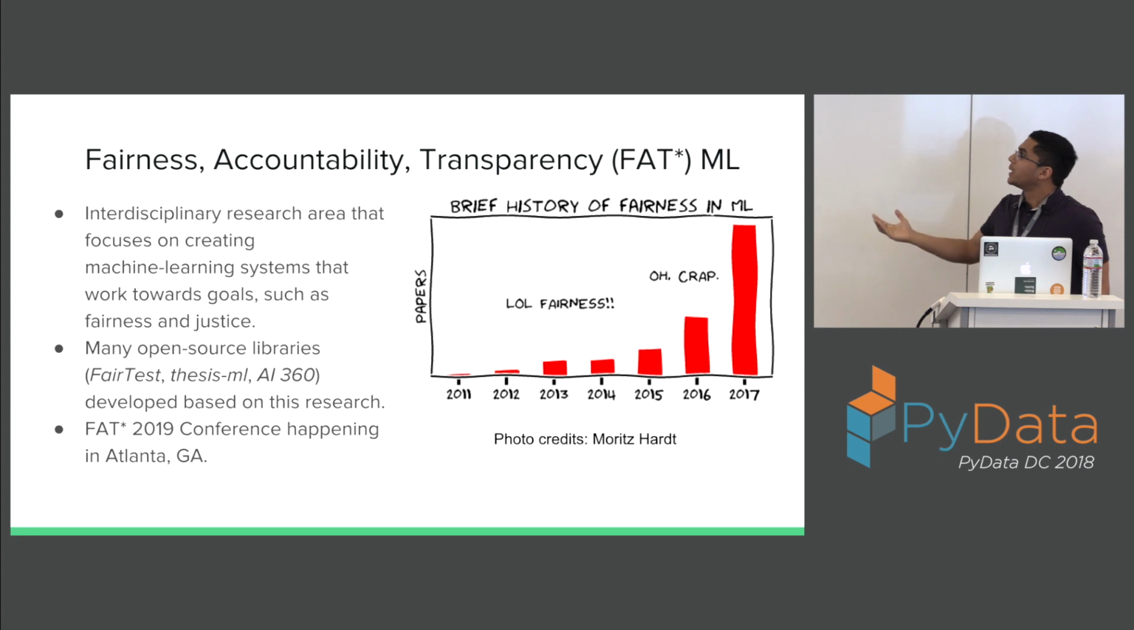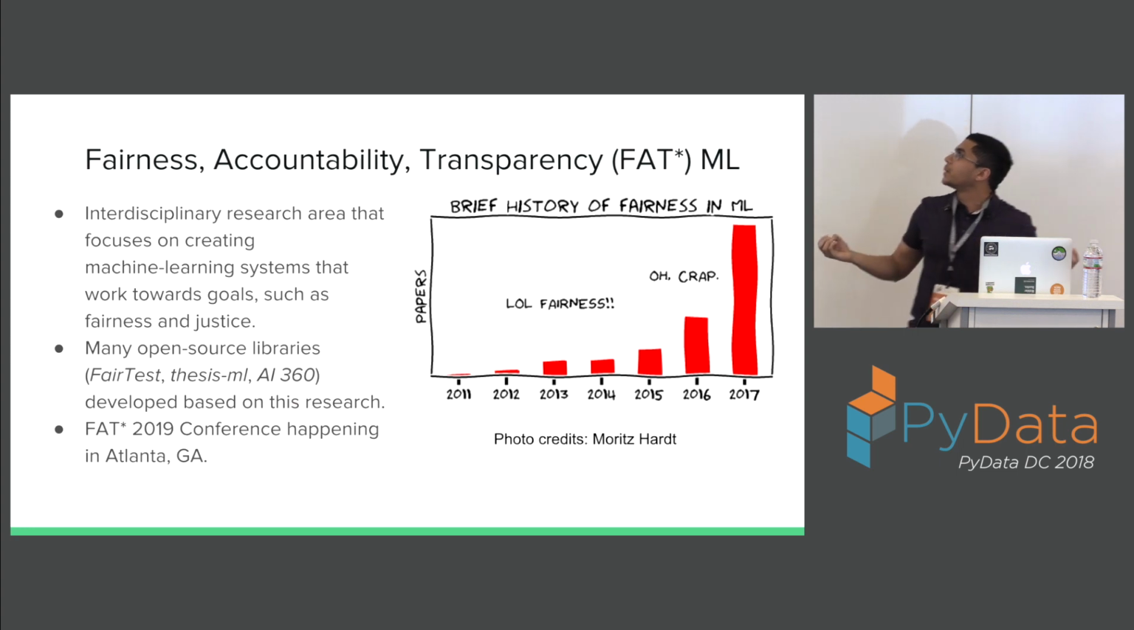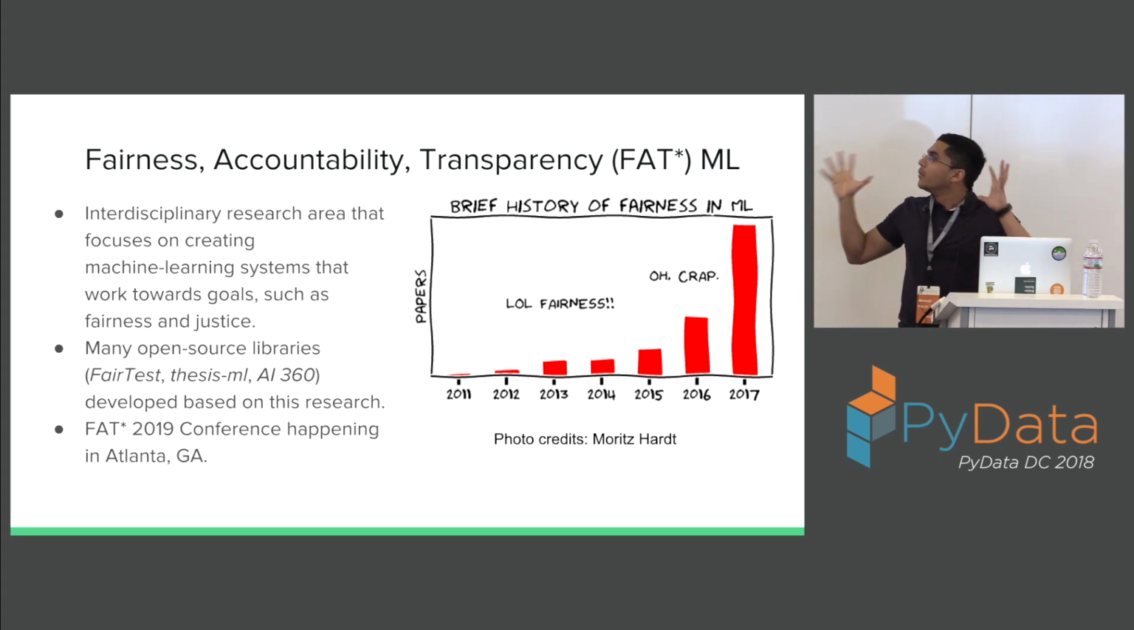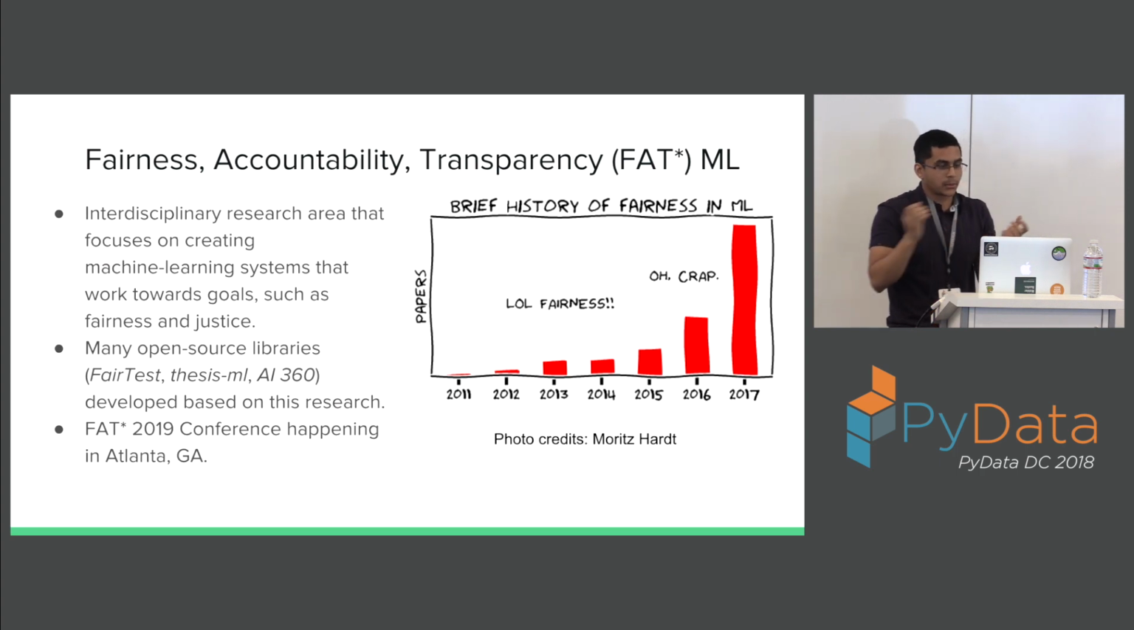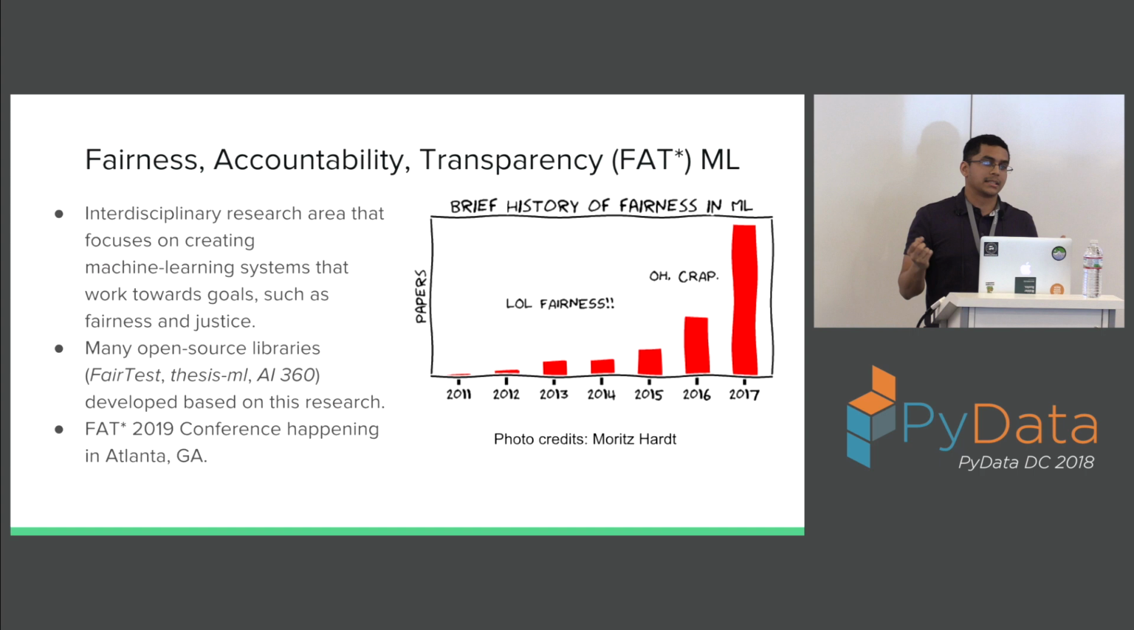And I guess a general idea of this research in fairness, accountability, and transparency in machine learning. This is the interdisciplinary research area that's working to make machine learning systems that work towards these goals. Traditionally, machine learning systems just optimize parameters. They optimize accuracy. They optimize being right, getting the right labels. And they optimize these mathematical objectives.